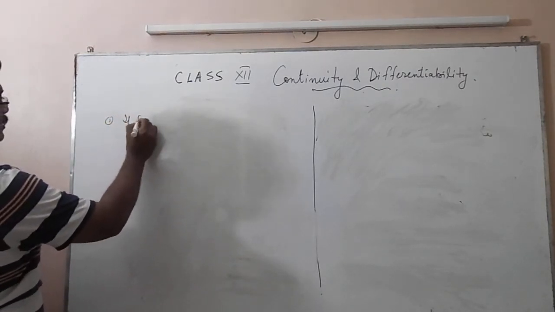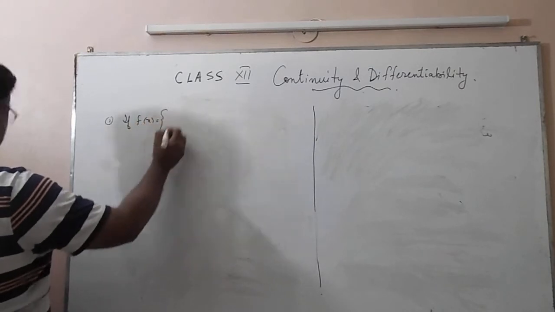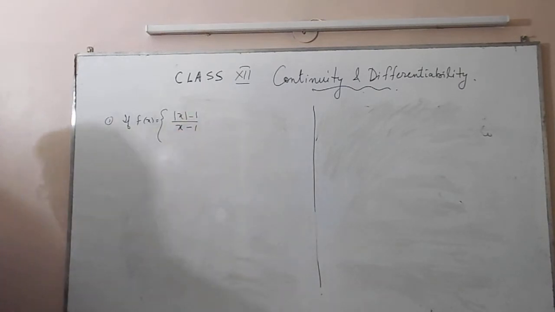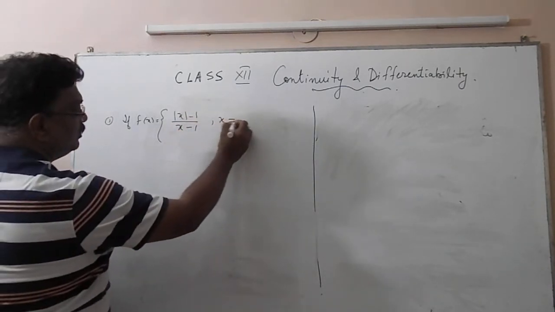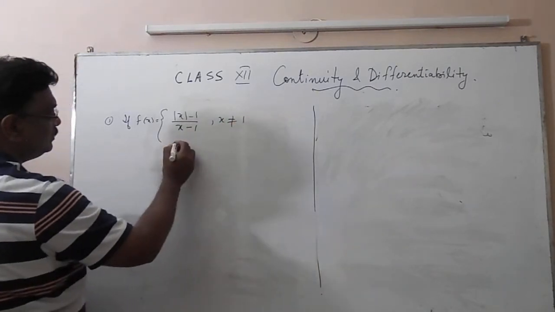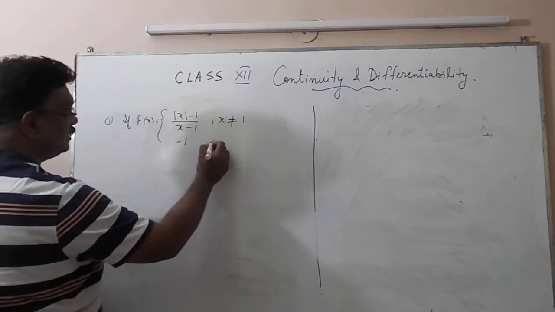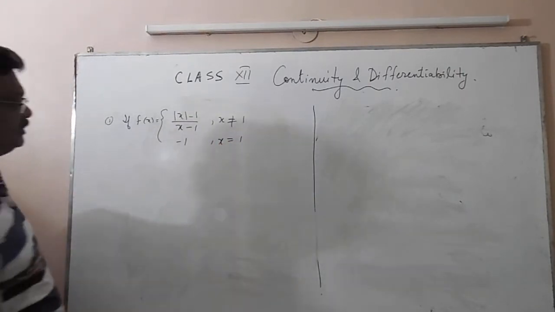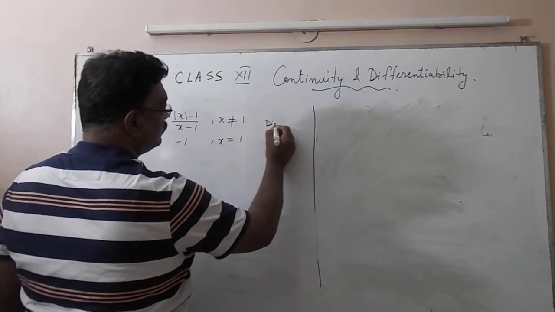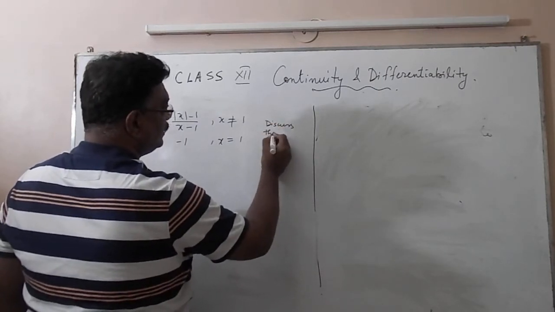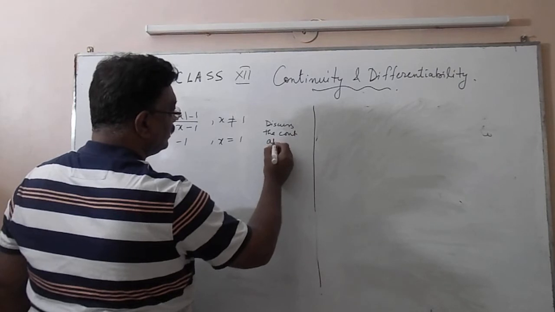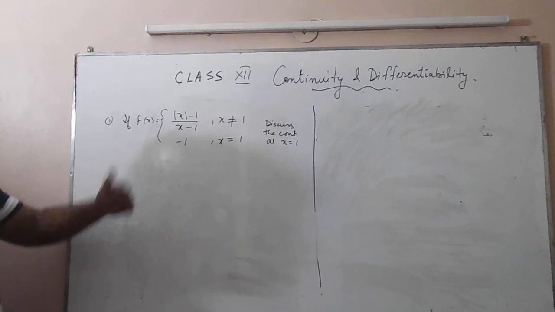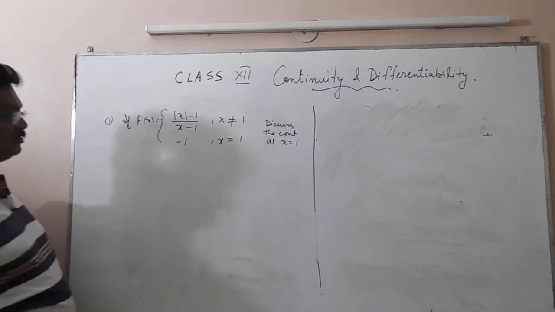The first question: if f(x) is equal to mod of x minus 1 upon x minus 1, where x is not equal to 1, and minus 1 where x is equal to 1. Discuss the continuity of this function at x is equal to 1.